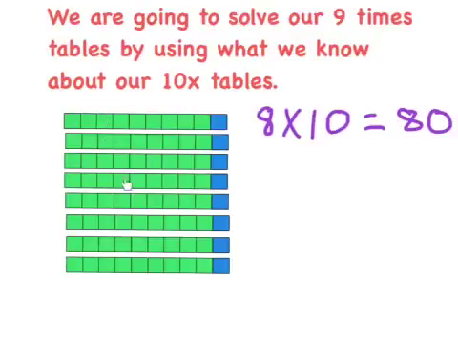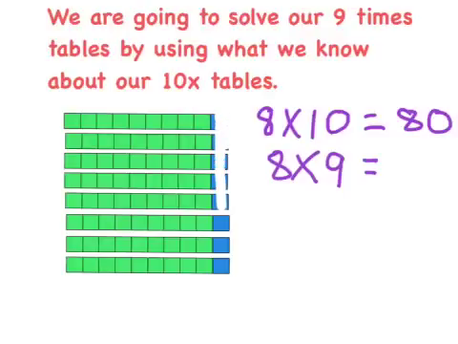8 groups of 10. Now if we wanted to solve 8 groups of 9, it's also just as easy as 8 groups of 10. Because we know 8 groups of 10, we just need to take away one group of 9. So it's like we're just going to rub out one group. So if we just rub out this group here, then we are now looking at 8 groups of 9, not 8 groups of 10.